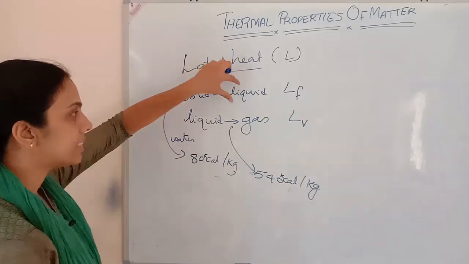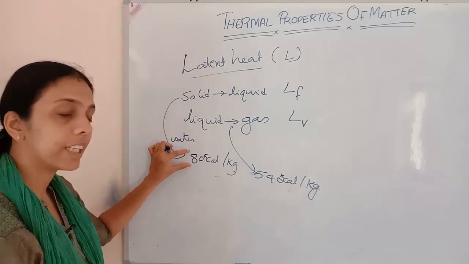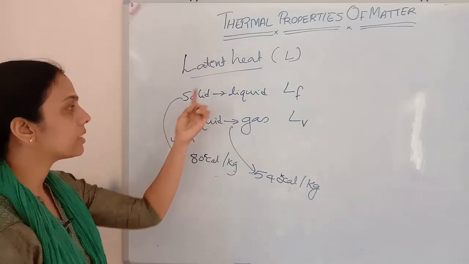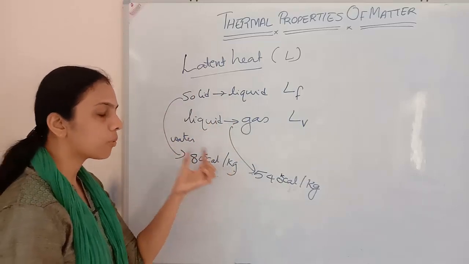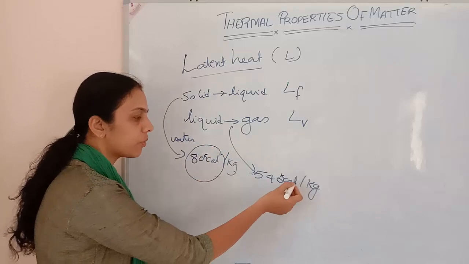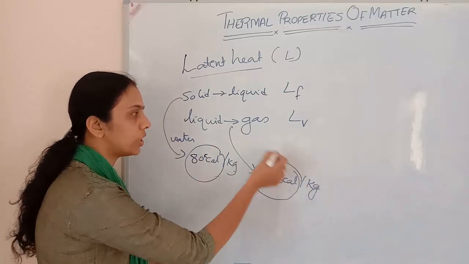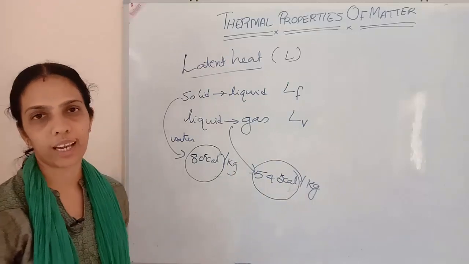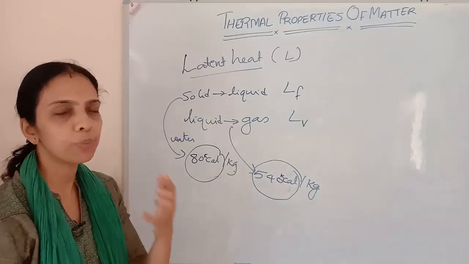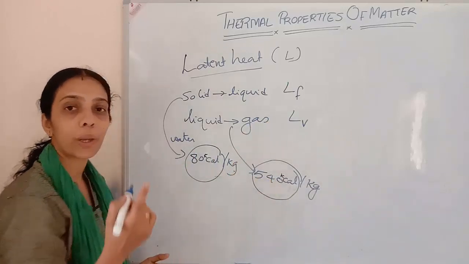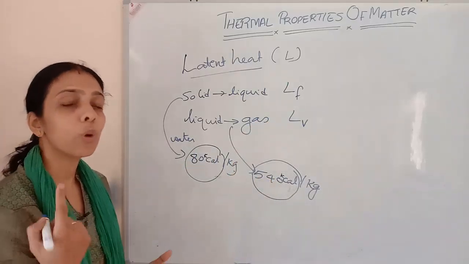That is the latent heat, the heat energy required to change the state. For 1 kilogram of substance, we require this much heat energy. For 1 kilogram of substance to change into vapor, we require 540 kilocalories. So which one is more? For which process do we require more heat energy? For latent heat of vaporization, we need more heat energy.